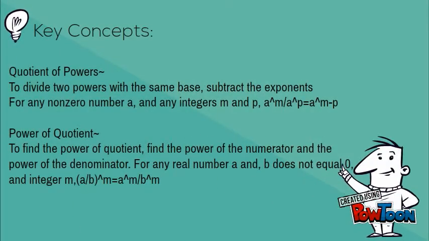There are four major concepts you need to remember for 6.2. The first one is quotient of powers. To divide two powers with the same base, subtract the exponents. The second one is power of a quotient. To find the power of a quotient, find the power of the numerator and the power of the denominator.